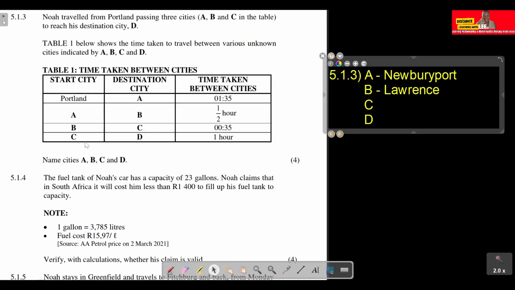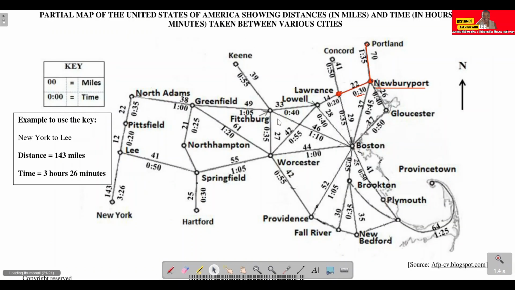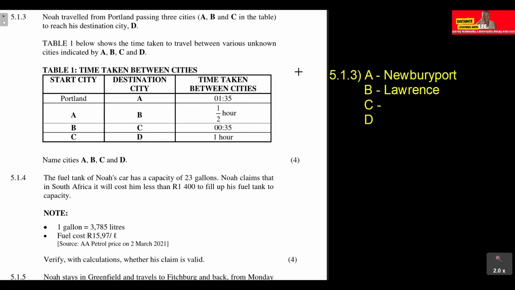All right, what is happening now? For us to move from Lawrence to destination C, we are told that it takes 35 minutes. So we're going to go to our map now and look for a destination that's going to take us 35 minutes to get to. From here, we see that to move from Lawrence to Boston we are given that 35 minutes. So the destination city, C, is Boston.